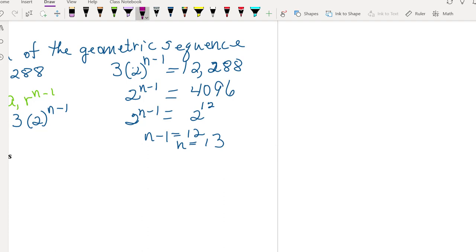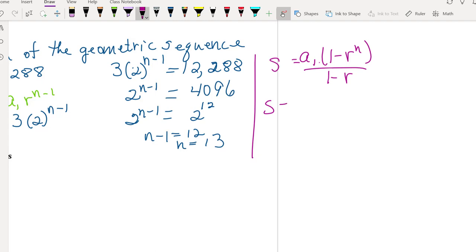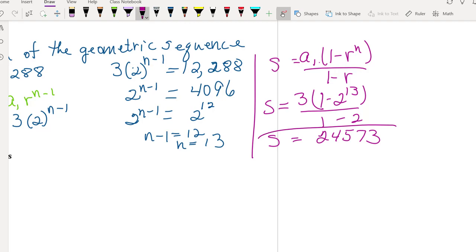So S is going to equal a1 times (1 minus r to the n), and we're dividing that by 1 minus r. So S is going to equal our first term, which is 3, times (1 minus 2 to the 13th), all over 1 minus 2. So when we figure this out, I just put that in my calculator, and I got 24,573.